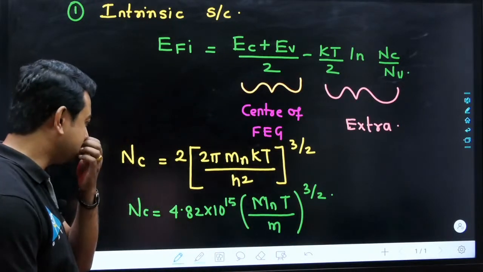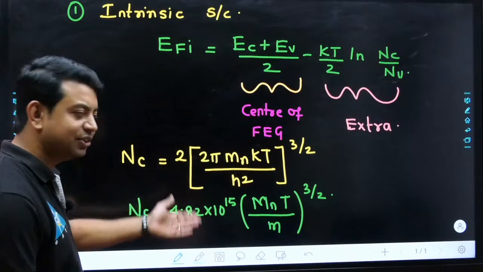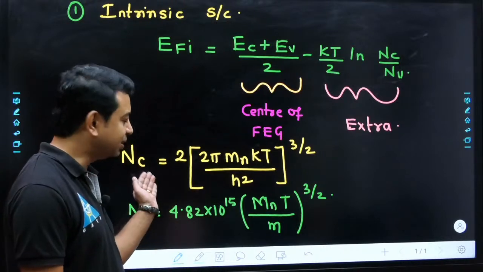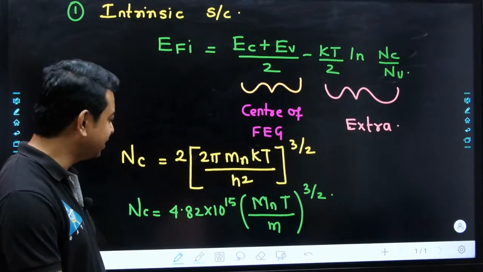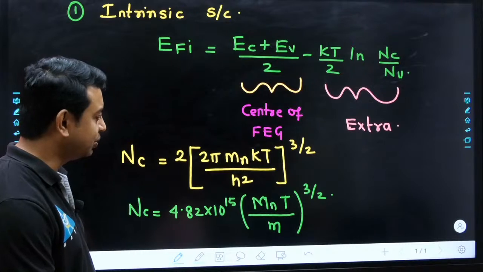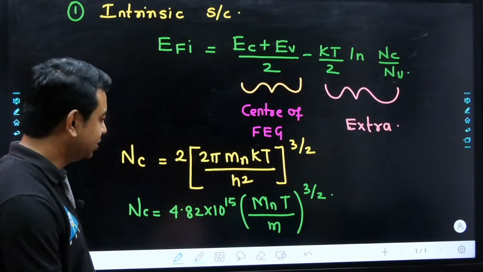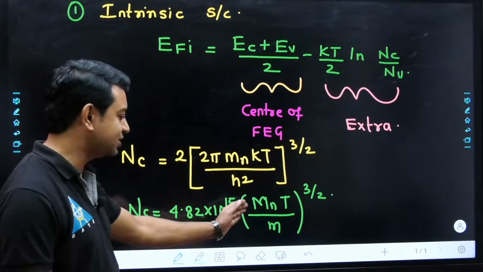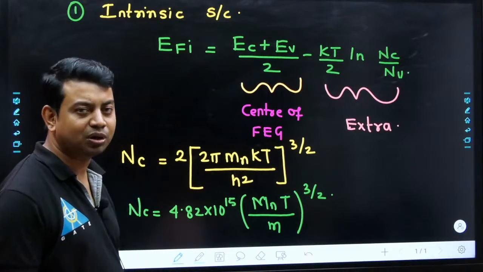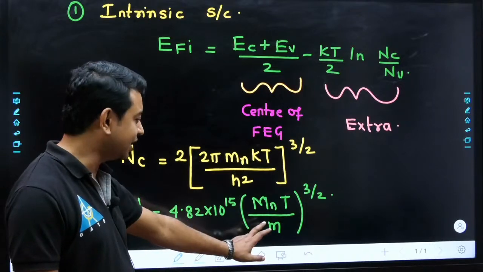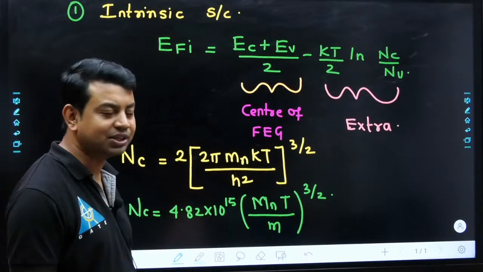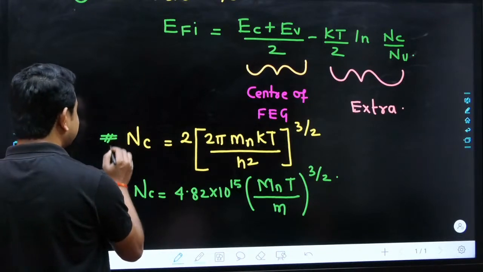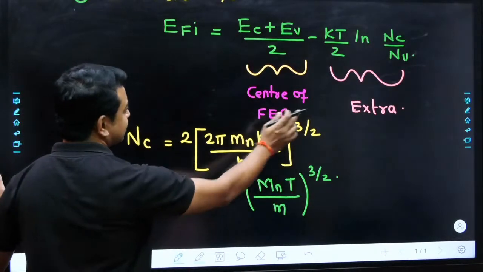So, we have taken the constants together and multiplied and divided whatever is present there. Then we write the similar formula this way also: 4.82 into 10 to the power 15, Mn into T raised to 3 by 2 divided by M, where Mn is the effective mass, and just now I said that the effective mass is always written as a ratio to the original mass. Here M is the original mass and Mn is the effective mass. These two things will be taken together for understanding the concept behind this extra value.